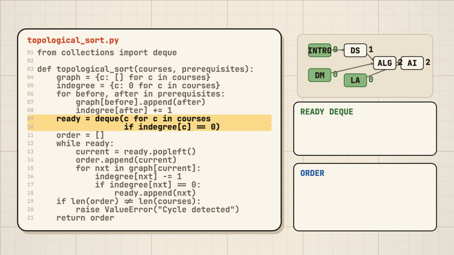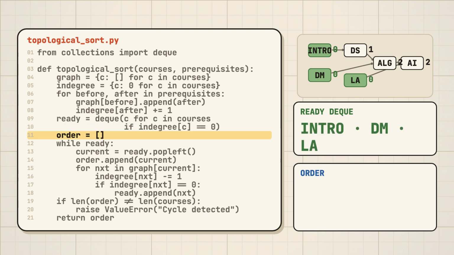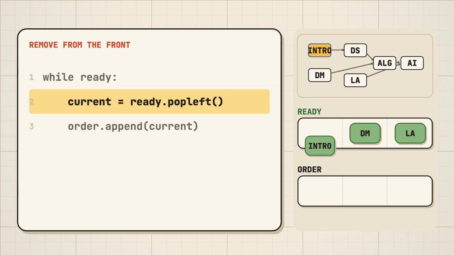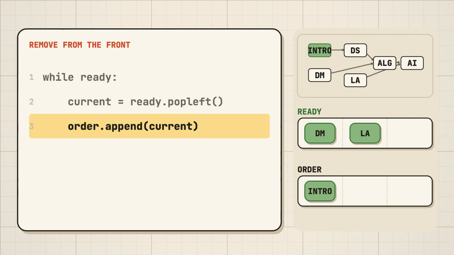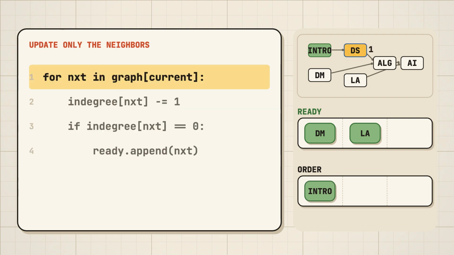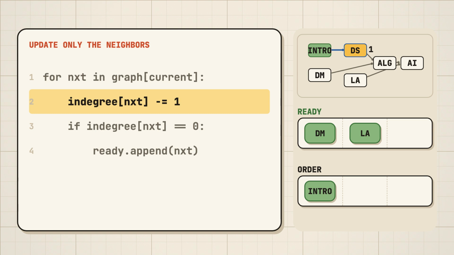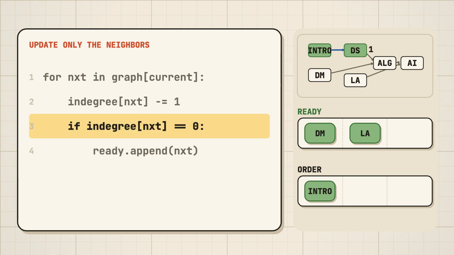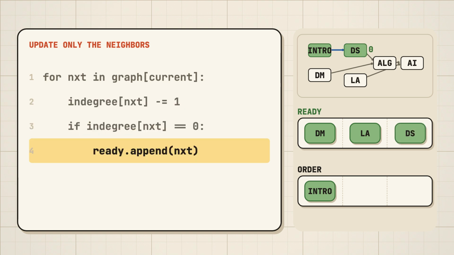Once every prerequisite pair has been processed, collect all courses with an in degree of 0. These courses go into the deque, and the final order begins as an empty list. While the deque is not empty, remove the course at the front and add it to the final order. Then, go through the courses that it unlocks. Lower each in degree by 1, and whenever an in degree reaches 0, add that course to the deque.